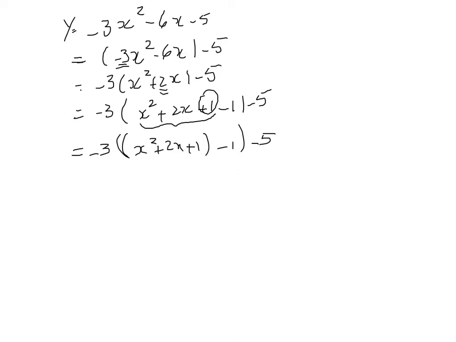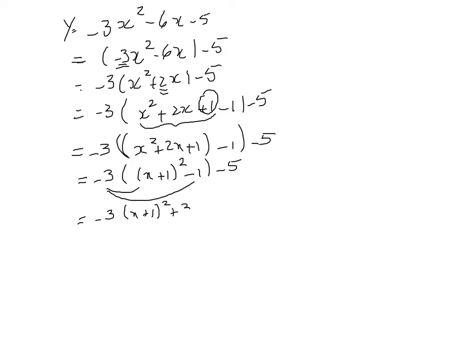Now, if you look at x squared plus 2x plus 1, this is the same as x plus 1 squared, since x plus 1 squared is equal to x squared plus 2x plus 1. And then a negative 1 here, minus 5. Now I'm going to distribute negative 3 inside the bracket. I get negative 3 times x plus 1 squared. Negative 3 times negative 1 is plus 3, minus 5. So I get negative 3 times x plus 1 squared, minus 2.